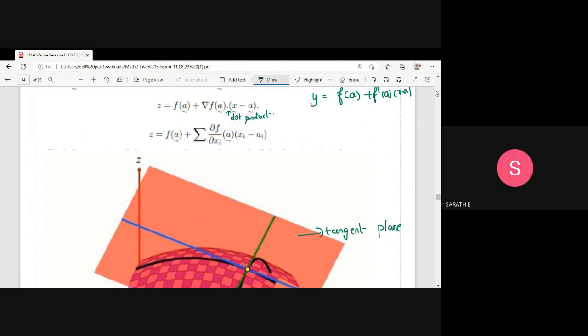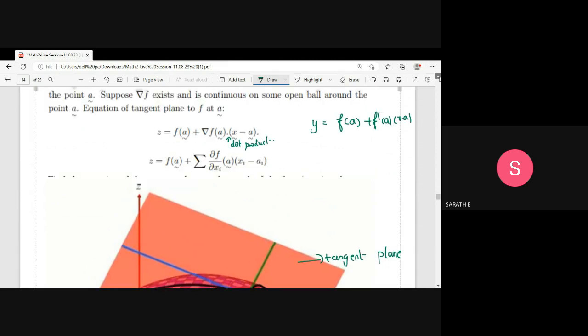It is analogous. In 2D, it will be y minus y0 equal to m into x minus x0. That is the equation of a line passing through (x naught, y naught). So it is exactly the same one.